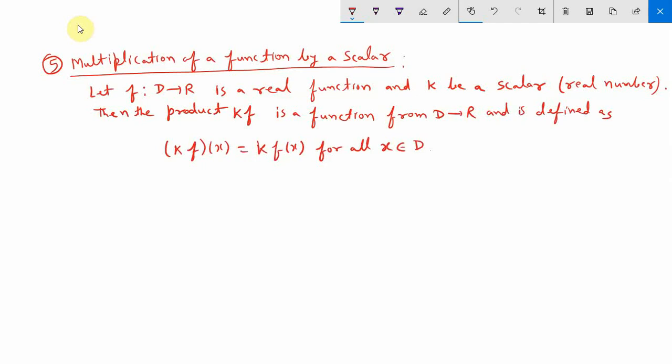So we have discussed addition, multiplication, difference, quotient, and multiplication of a function by a scalar. Next, we will discuss reciprocal of a function.